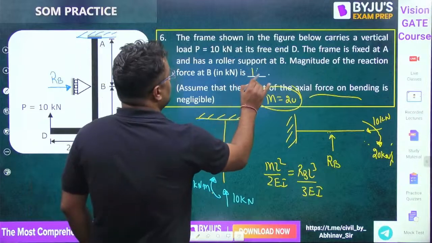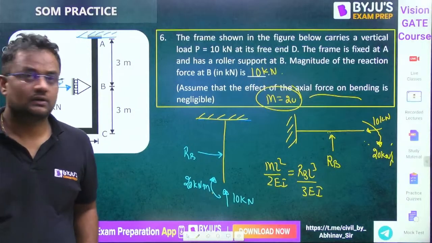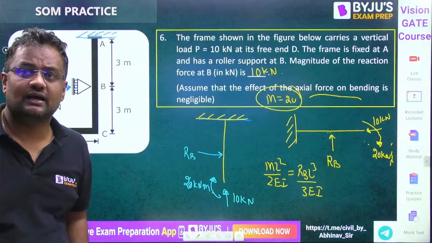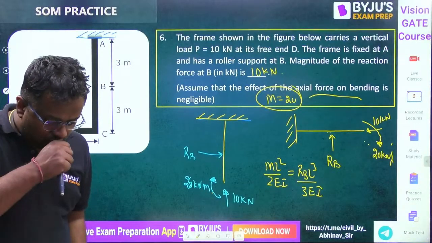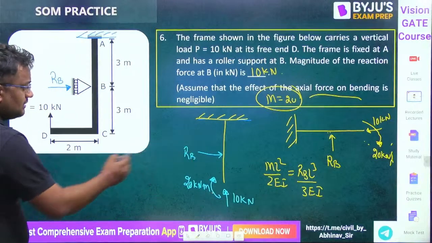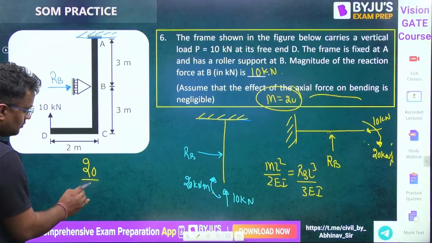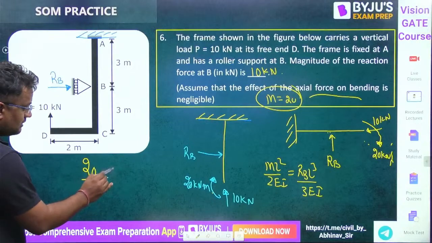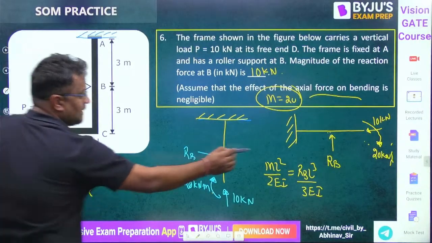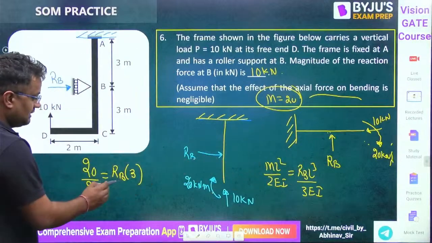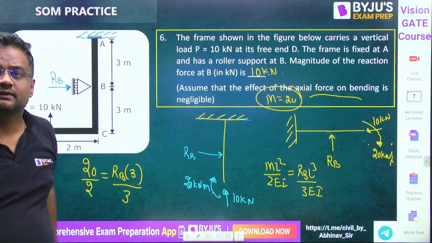Give me yes or no. Have you understood, or should I explain again? 6.67 did not come, friend, 10 came. Should I show by doing it? M is 20 and EI will cancel, so 2. EI cancelled on the other side too. So RB into L is 3. L squared and L cubed will cancel, only L will remain. That is 3 by 3. So RB is 10. Yes, Sumant, good.